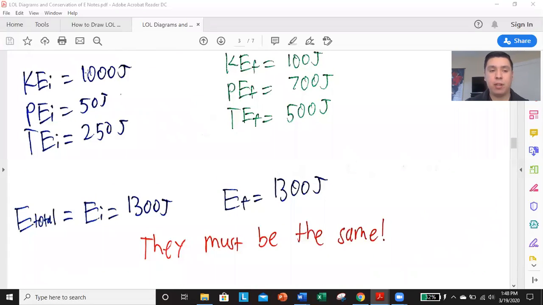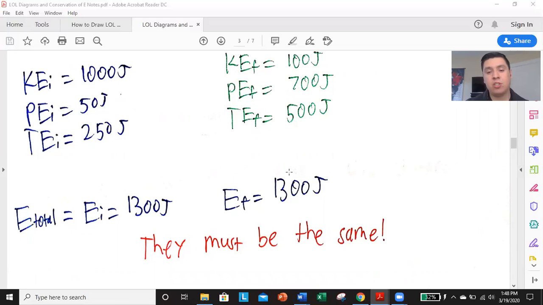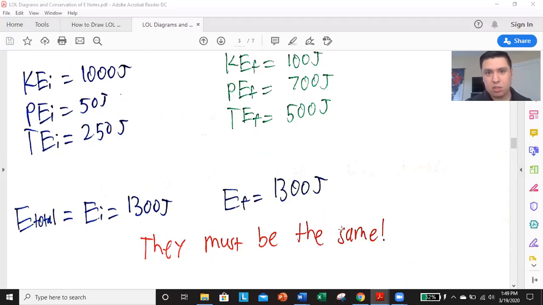All right, so right here, I calculated the total. Like we did last time, it's 1,300, but this time 100 plus 500 is 600, plus 700 is 1,300. So EI is 1,300, EF is 1,300. They must be the same. Like we mentioned before, energy must be conserved. So whatever is the energy in the initial case must also be the energy in the final case.